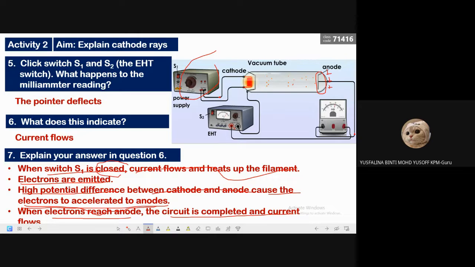But let's say just now we only switched on S1. There will be no flow of electrons because at this part there is no high potential difference, there is no charge. No charge means the electrons will not be attracted that way. So this is the explanation. They may ask you to explain why the milliammeter gets a reading. This is usually four marks.